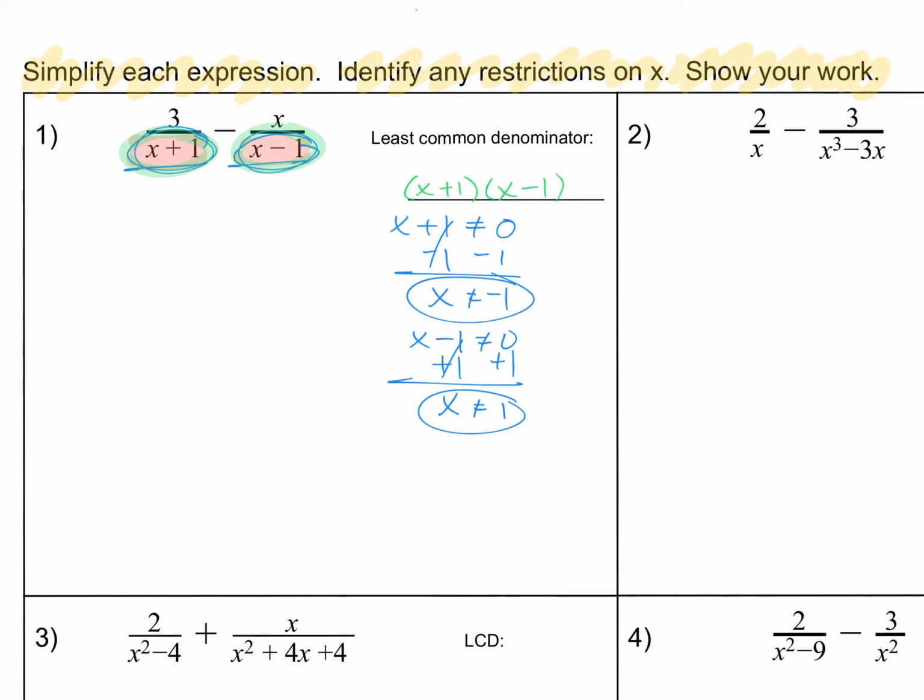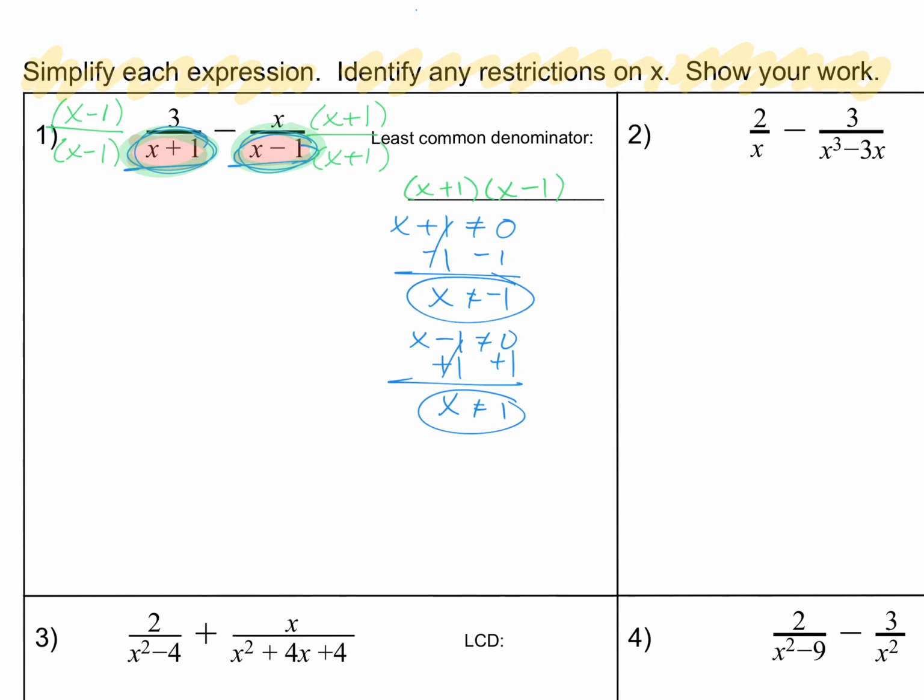So now my goal is to make each denominator look like this. On the left side, I have x plus 1, but I don't have x minus 1. So I need to multiply the top and bottom by x minus 1. And then on the right side, I have x minus 1, but I don't have x plus 1. So I need to multiply the top and bottom of this one by x plus 1.